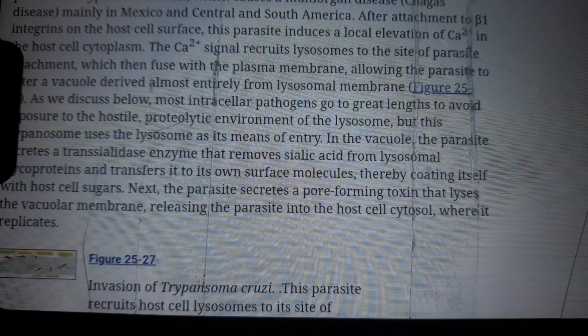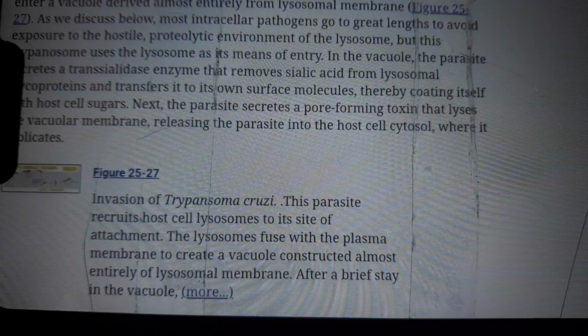An entirely different but no less peculiar invasion strategy is used by the protozoan Trypanosoma cruzi, which causes a multi-organ disease, Chagas disease, mainly in Mexico and Central and South America. After attachment to beta-1 integrins on the host cell surface, this parasite induces a local elevation of calcium in the host cell cytoplasm. The calcium signal recruits lysosomes to the sites of parasite attachment, which then fuse with the plasma membrane, allowing the parasite to enter a vacuole derived almost entirely from lysosomal membrane.